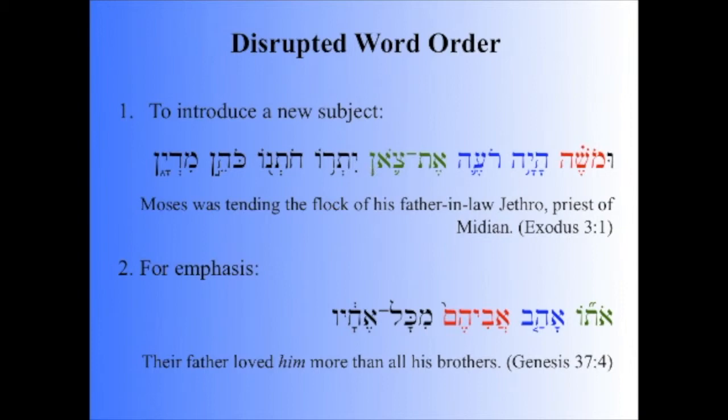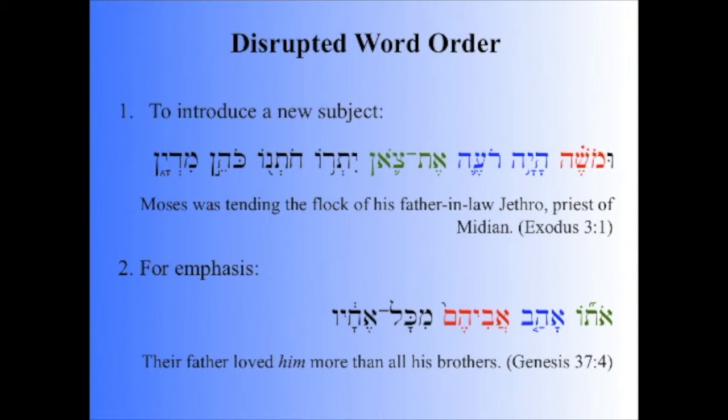This is because right before 3:1, you have the Lord as the subject. So the next verse then will introduce Moses as the new subject of the verb that is following. So we have subject, verb, direct object.